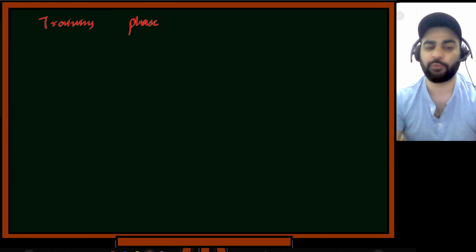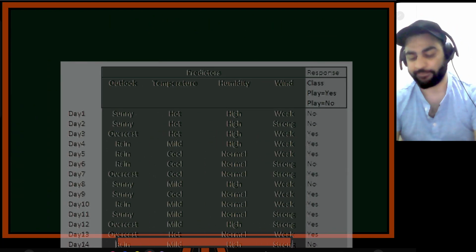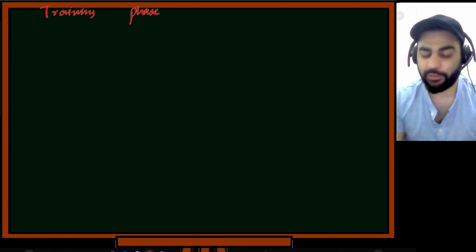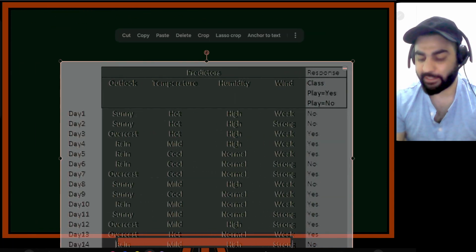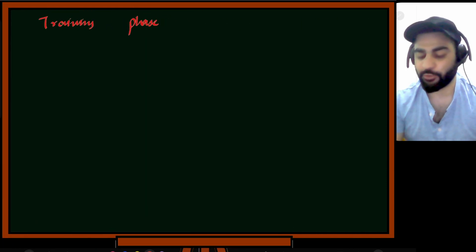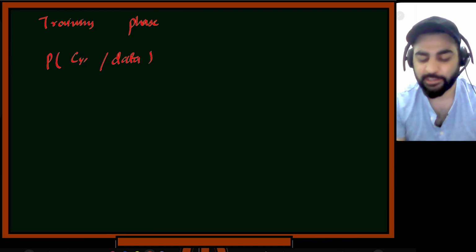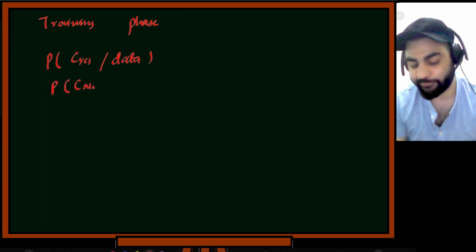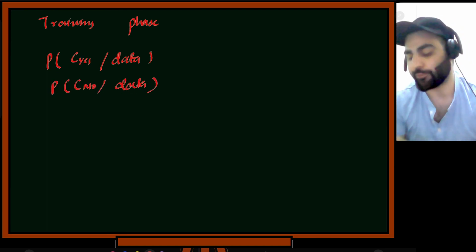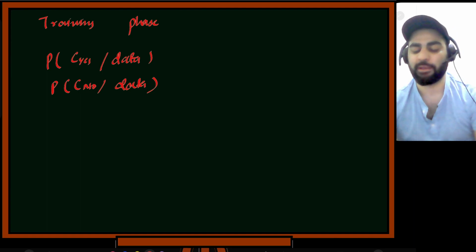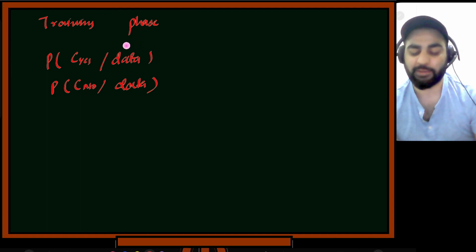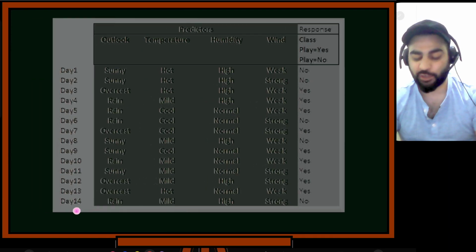In the training phase, we'll take each of these features. We have to compute the probability of class given data. So this is my data. I have to compute the probability of class yes, or the probability of class no, given a data point. This is my posterior. I'll be given a data point. Let's suppose I have been given data on day 16.